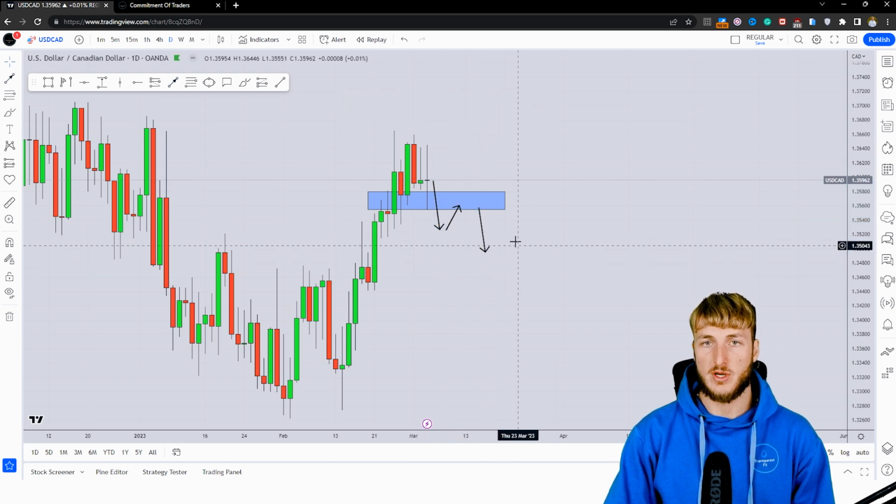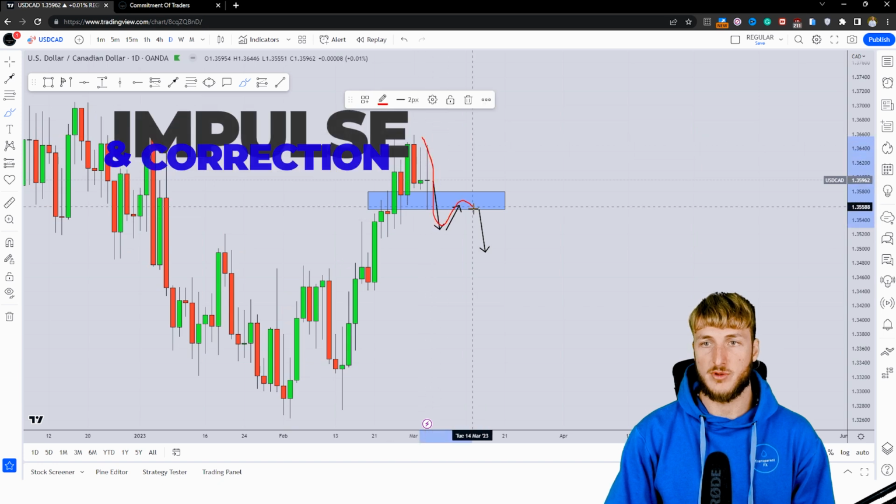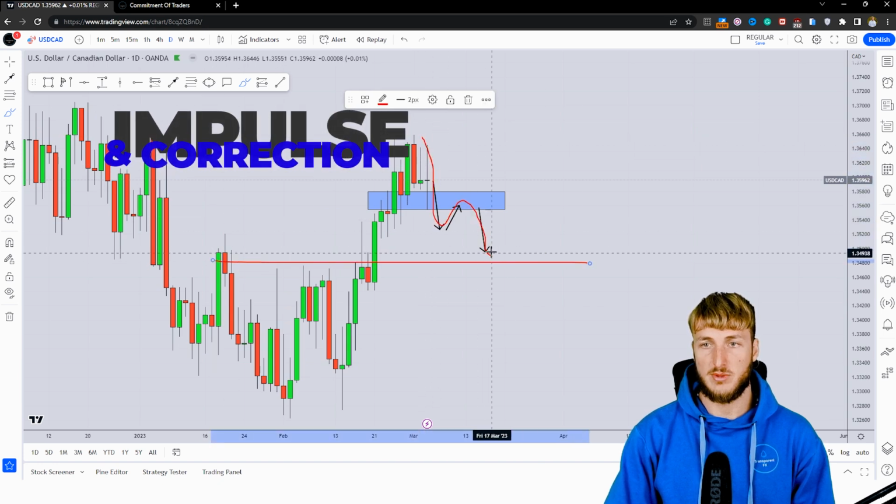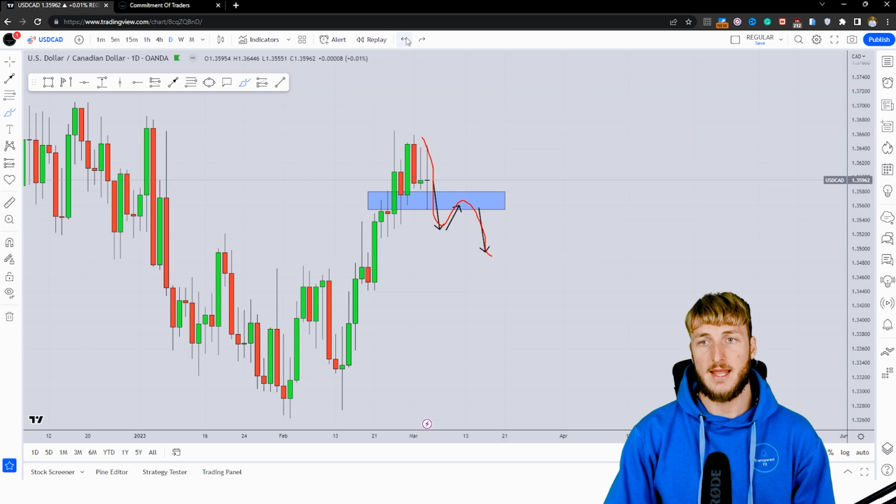Essentially, for the market to complete this daily impulse correction, impulse pattern to the downside, complete the pattern at the neckline, and then reject the zone to the upside.